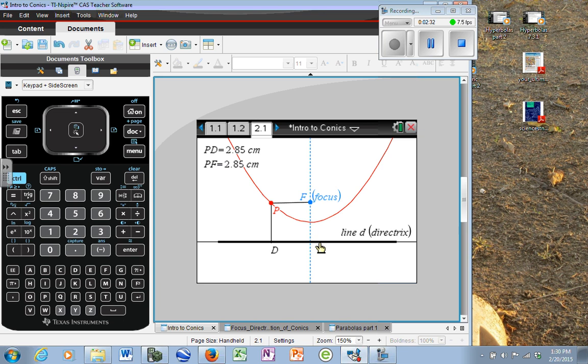Number 4, observe as I drag point P along the curve. What property seems to be true for all points along the parabola? Look up in the upper corner there, okay? What's going on? PD to PF. What is true? This is one way that a parabola is defined. That is going on.